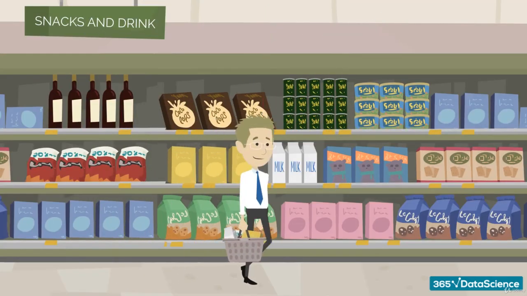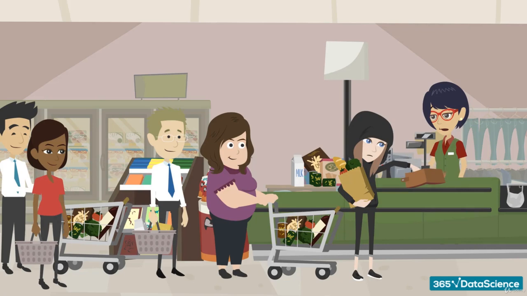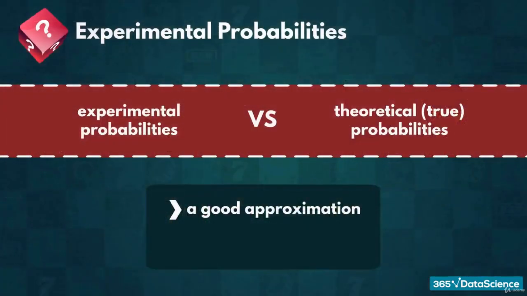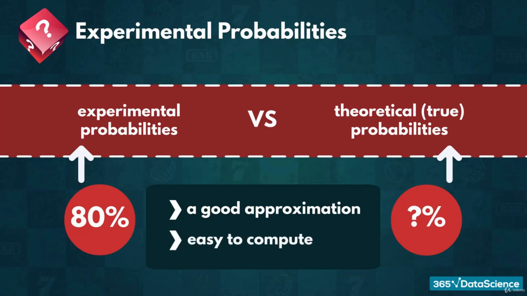For instance, 8 out of 10 times I go to my local shop, I have to wait in line. Based on my experience, 80% of the time, there will be a queue, and 20% of the time, there won't be one. I can try to calculate the true probability, but it would include far too many factors. The experimental probability, on the other hand, is easy to compute and very useful.